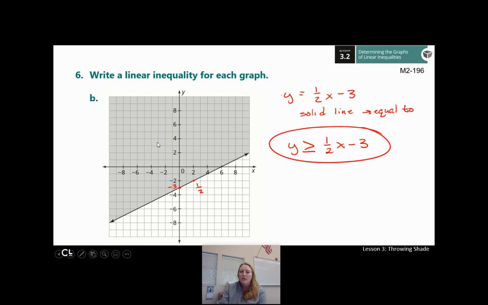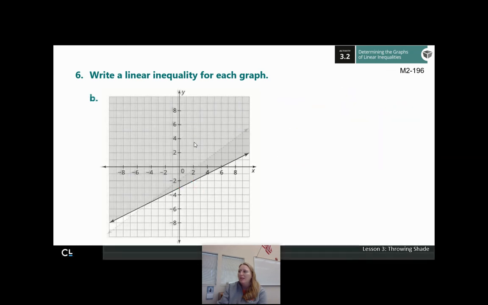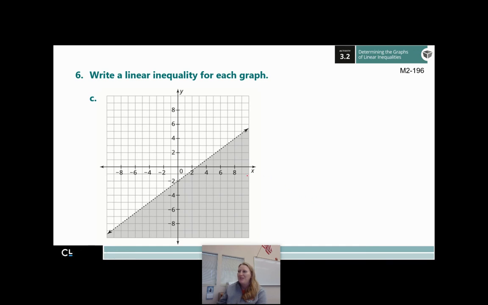One more. Are you ready for one more? Can we do one more? Let's do one more. Helps if my button goes the right way. All right, I see a y-intercept at -2. That's important. So I'm going to put a -2 on the end.